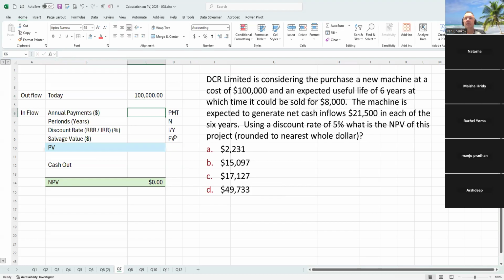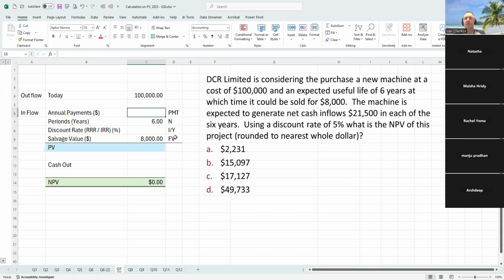We're expecting a useful life of 6 years. So how many periods do we have? 6. And it can be sold at 8,000. Are we going to get salvage value? Yes, we will. How much? 8,000. Right? At the end of the 6th year. Make sense? Yes. That will be something that we're going to get in the future, 6 years from now.